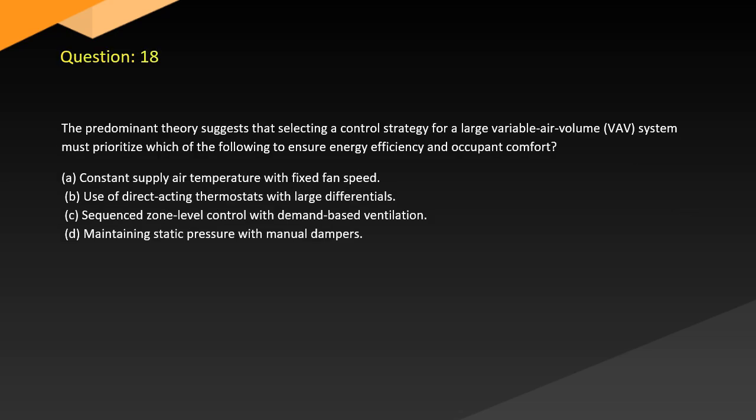Question 18. The predominant theory suggests that selecting a control strategy for a large variable air volume VAV system must prioritize which of the following to ensure energy efficiency and occupant comfort? A. Constant supply air temperature with fixed fan speed. B. Use of direct acting thermostats with large differentials. C. Sequenced zone level control with demand-based ventilation. D. Maintaining static pressure with manual dampers.